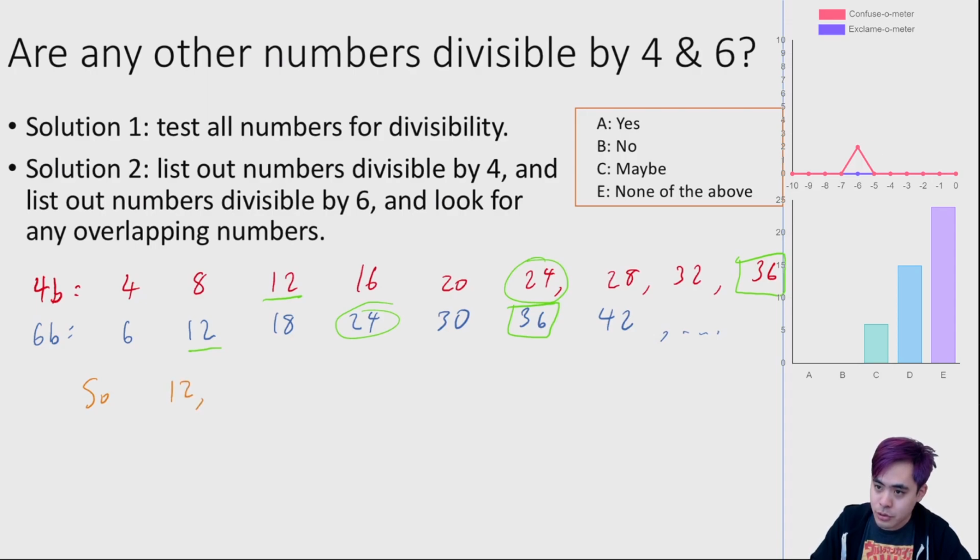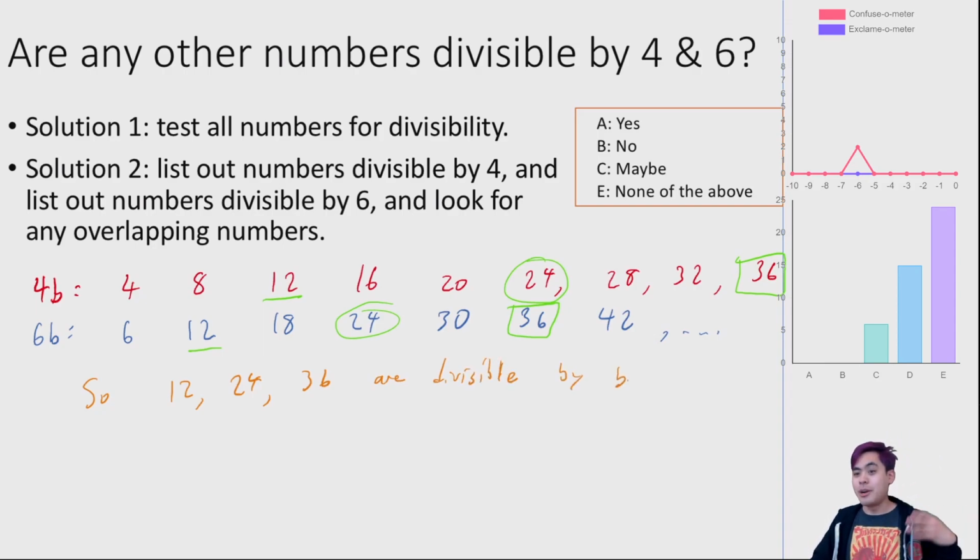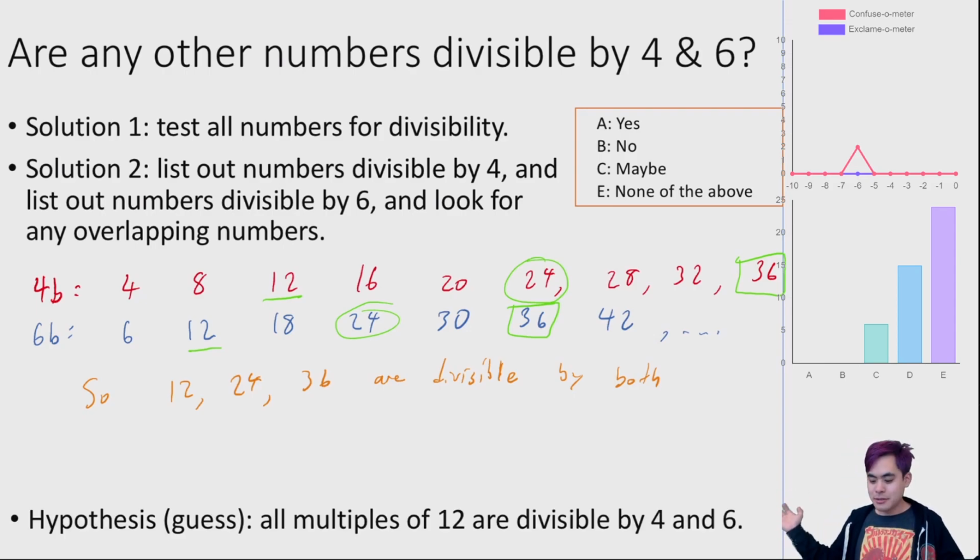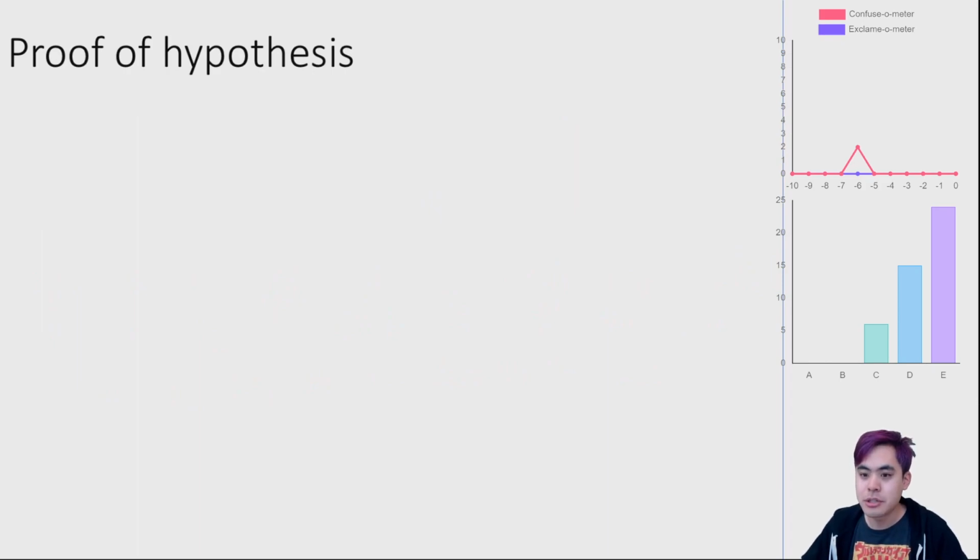So 12, 24, and 36 are divisible by both. Given that pattern, and given what we've seen about other divisibility rules, you might have a guess. The hypothesis is that all multiples of 12 are divisible by both 4 and 6. And we can prove this. So let's go ahead and prove it.